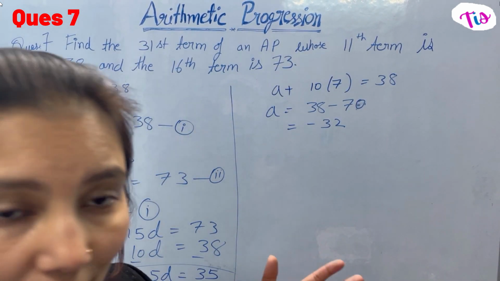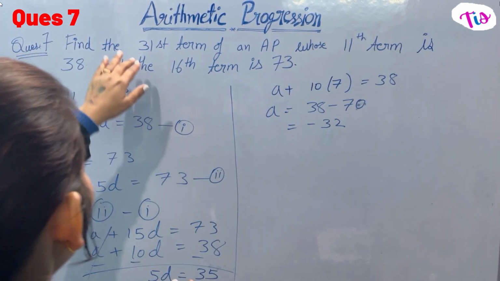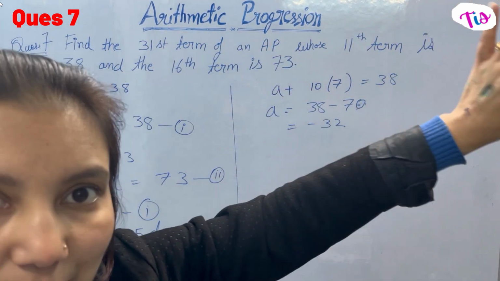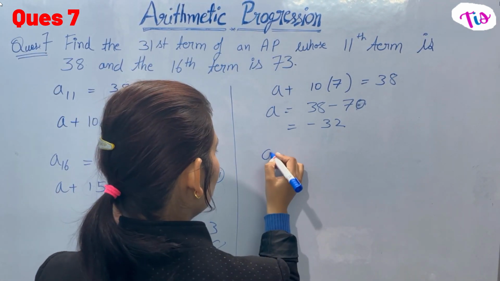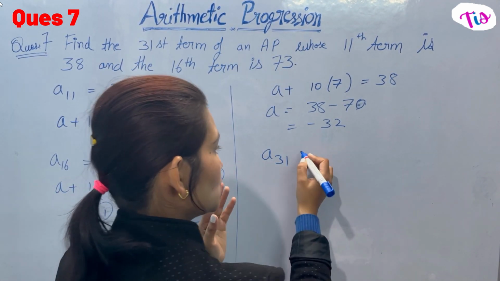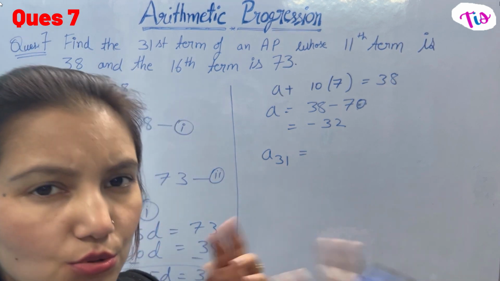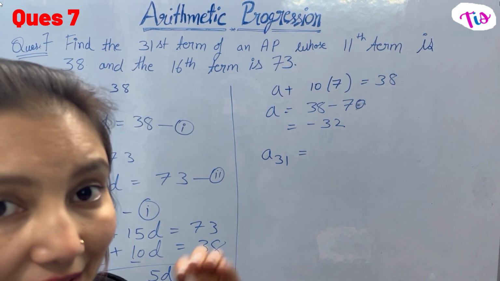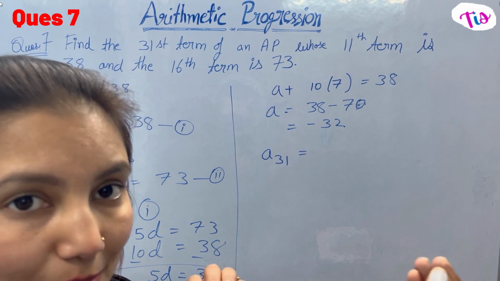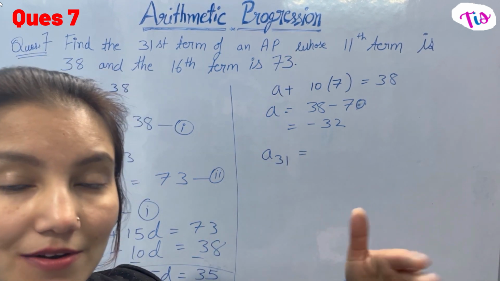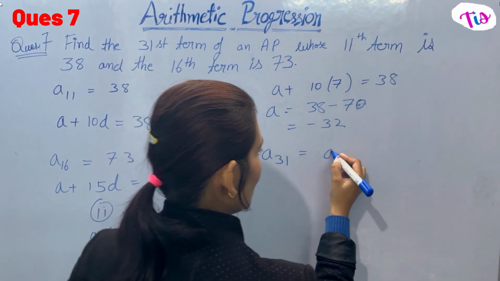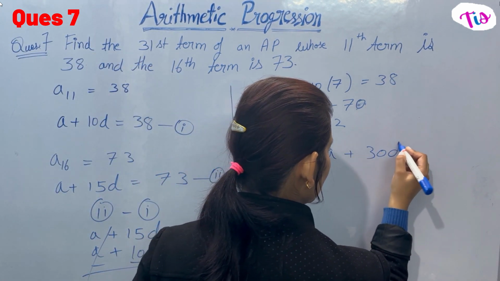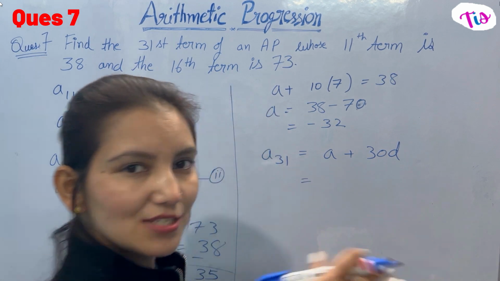But we didn't want a and d. What we wanted was the 31st term of this AP. So what we actually needed to find out was A31. Just use the formula for the general term of an AP: an is equal to a plus (n minus 1)d. So A31 will be a plus (31 minus 1)d, and 31 minus 1 is 30. So a plus 30d. Put the values of a and d and solve.